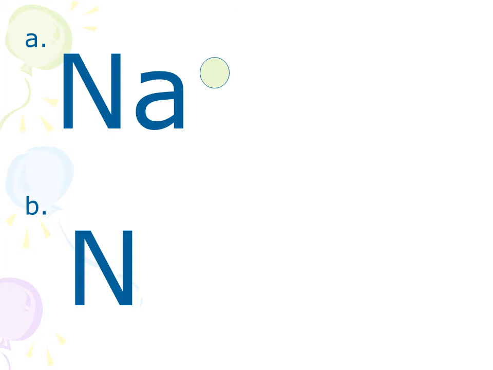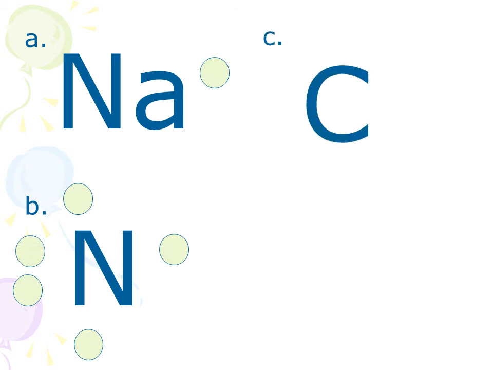Okay, you should look nitrogen up on the periodic table and find that it's in group 15. So that would be 5 valence electrons. So you would want to put 1 on each side. And then pair 1 up, and it doesn't matter what side. Go ahead and try carbon.